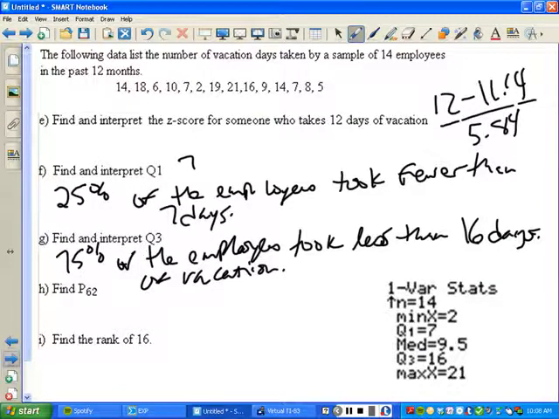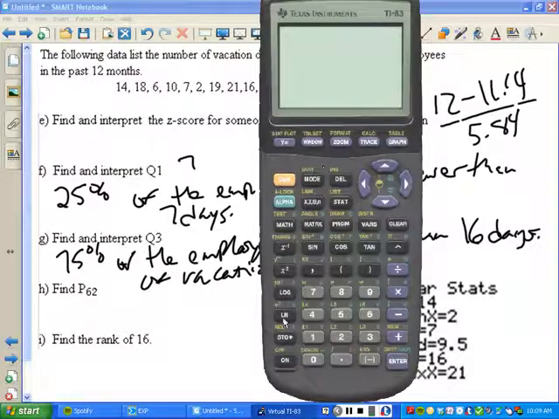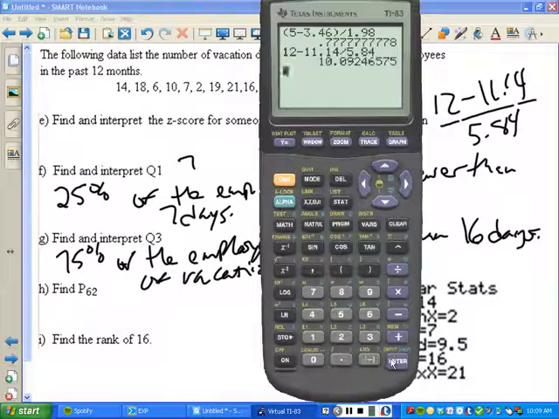Okay. Now, I do not encourage you all to do that in your head. I know some of you probably would want to. Okay, maybe nobody wants to. I'd use the calculator if I were you. 12 minus 11.14, divided by 5.84. What did I do wrong? Without the parentheses, this is an entirely different problem.